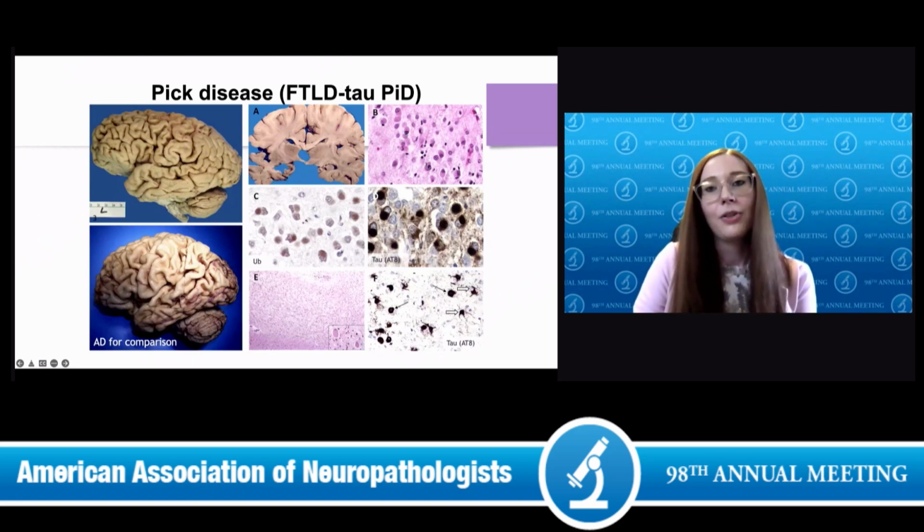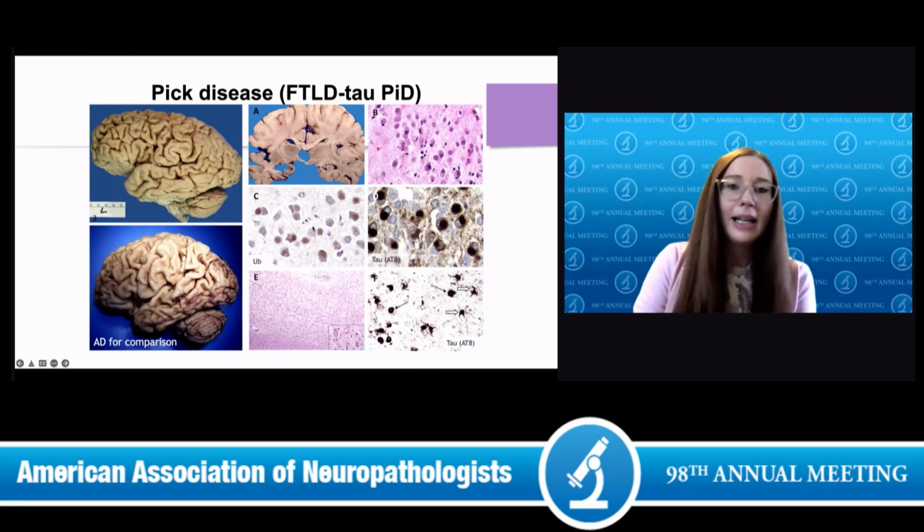The intraneuronal Pick bodies are these eosinophilic structures on H&E, which are strongly immunoreactive for tau, AT8, as well as ubiquitin, but less so. Pick's disease cases often have very prominent neuronal loss and gliosis, and you can also see immunoreactive tau astrocytes.